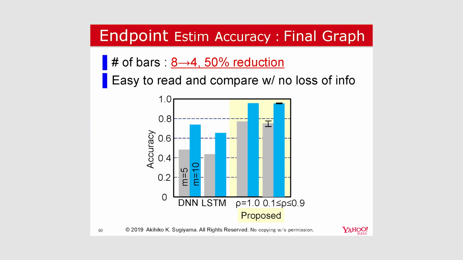Now, let's compare. Let's look at the new graph. The number of bars used to be 8, now it's 4. Only 4 bars, a 50% reduction, is much simpler, and easy to read and compare with no loss of information. There's no information loss by reducing the graph, but you can still receive the same message from this new graph as the message given by the original graph or by the original table. So there is the effect.